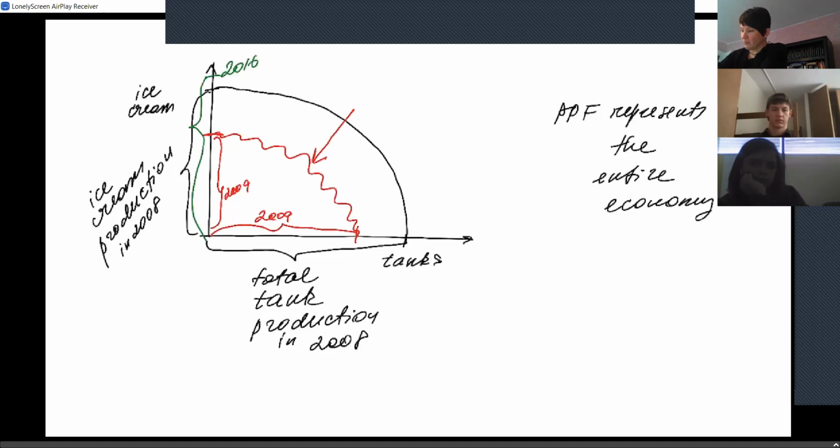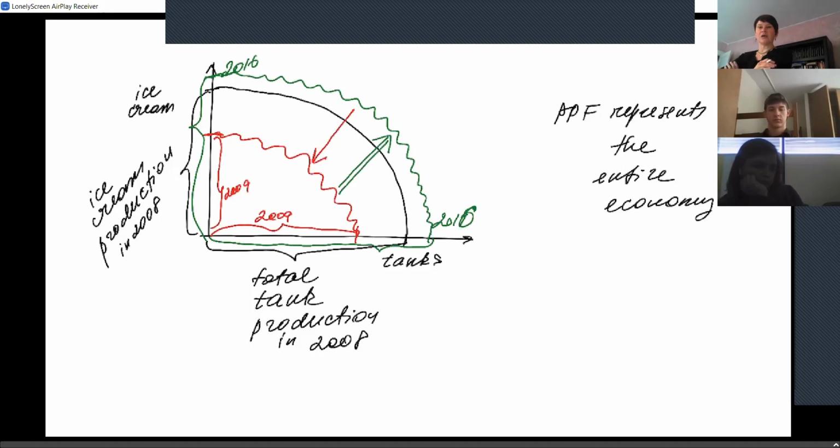okay, the ice cream production was higher than before, and tank production was higher than before, right? So as the economy was recovering, the recovery or production of more of every single good, we're observing or showing it through a PPF shifting outward, okay? Think about pushing the boundaries, making it possible to produce more. So that's a simple use of a PPF when we have the PPF representing the entire economy, okay?